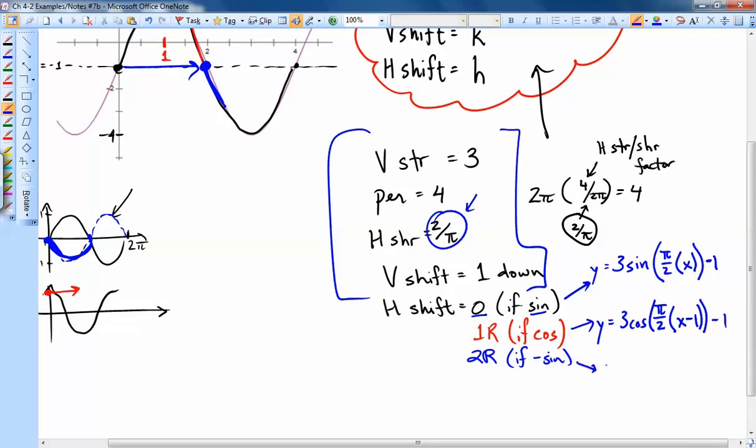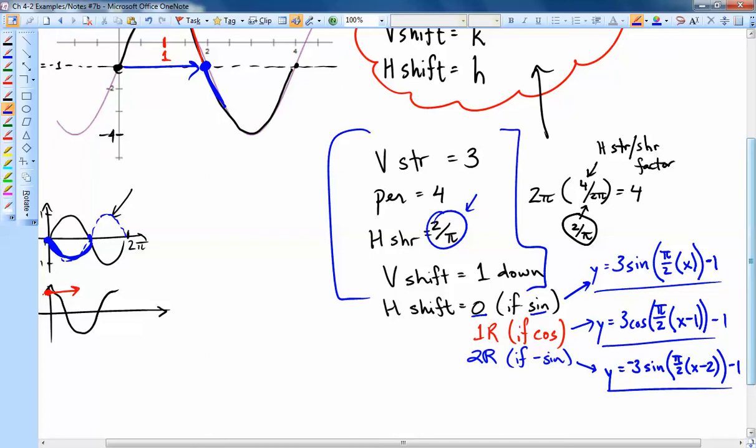And if I did negative sine, it's almost the same thing again. It's negative sine, so I'll put the negative in front here, and it'd be pi over 2, and then x minus 2, because I'm shifting 2, and then minus 1 there. So any of these 3 answers are suitable answers, and you could come up with other ones as well. They're just different shifts and different flips. So, okay, hope that helps. I'll stop this one.